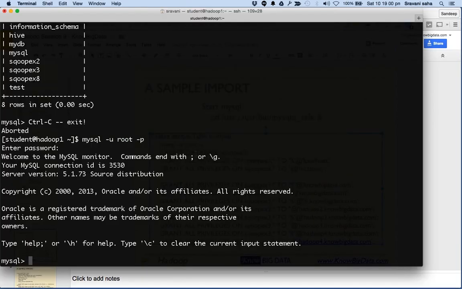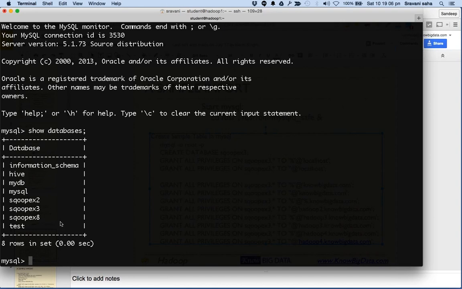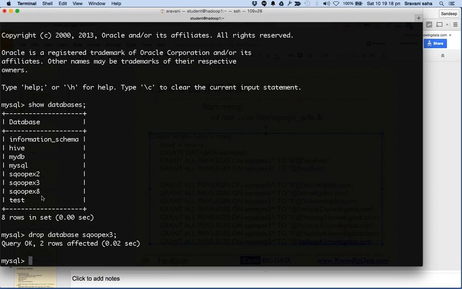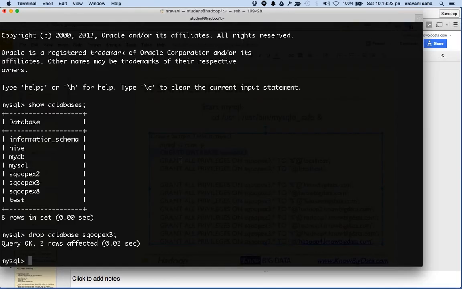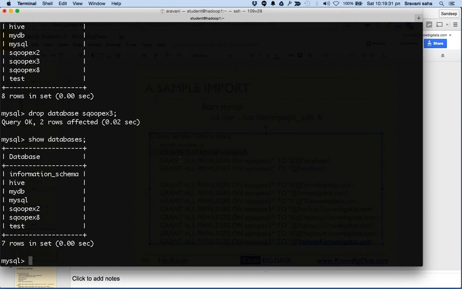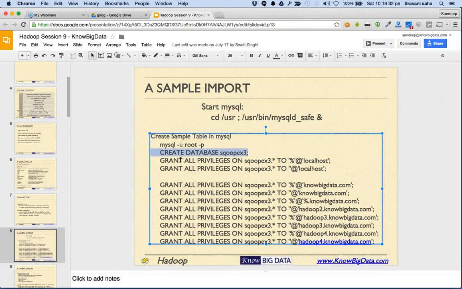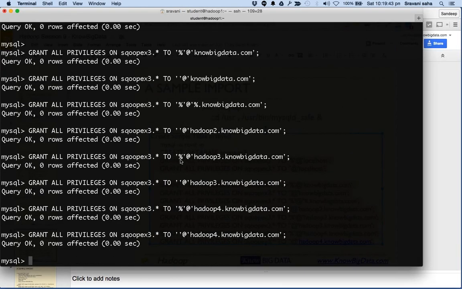All right, now here we have show databases. You can delete sqoop3. You can say drop database sqoop3, and it right now got deleted. Now if you see show databases, there is no sqoop3. Now let's create a fresh database, and grant all the privileges to Hadoop1, Hadoop3, Hadoop4, so that all the nodes can connect to it.